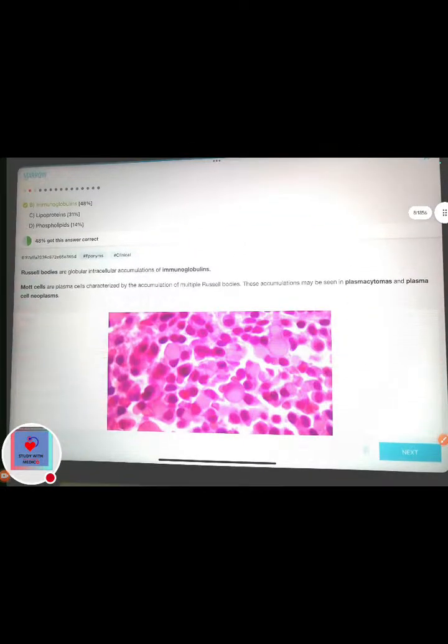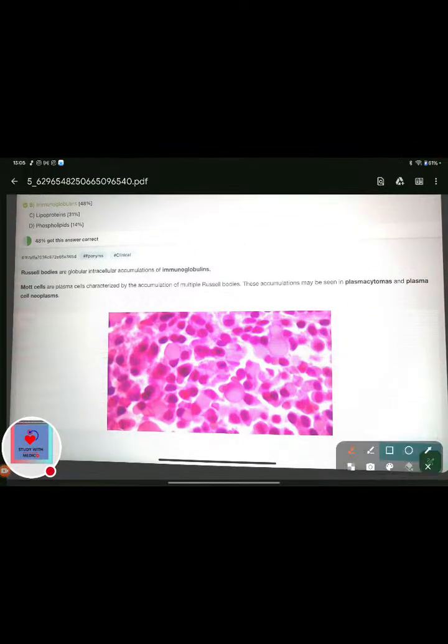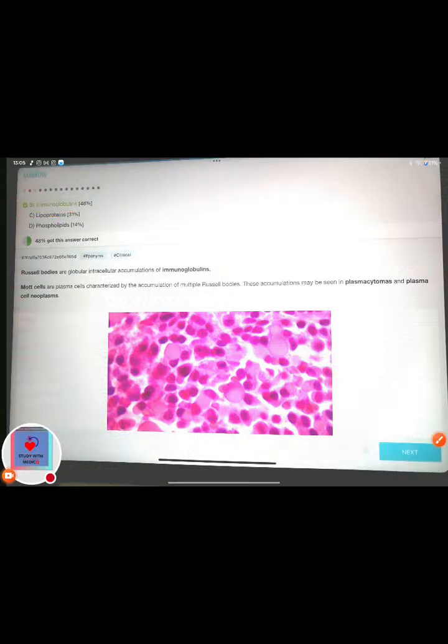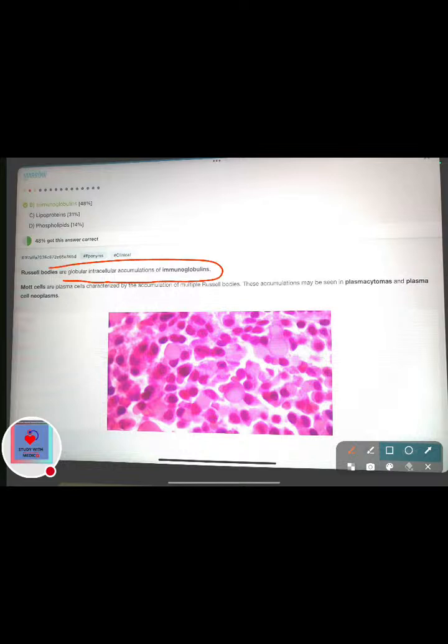Russell bodies are due to immunoglobulins. Russell bodies are due to deposition of immunoglobulins. They are globular intracellular accumulations, deposited inside the cell. And which cells? Plasma cells. Mott cells are plasma cells characterized by the accumulation of multiple Russell bodies.